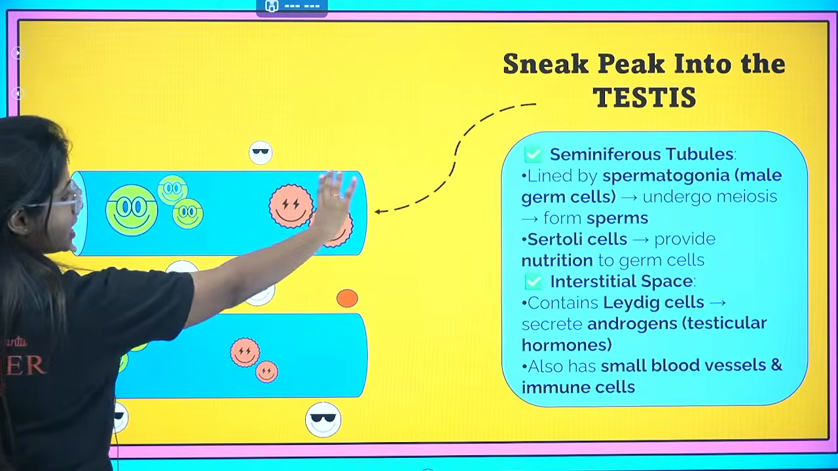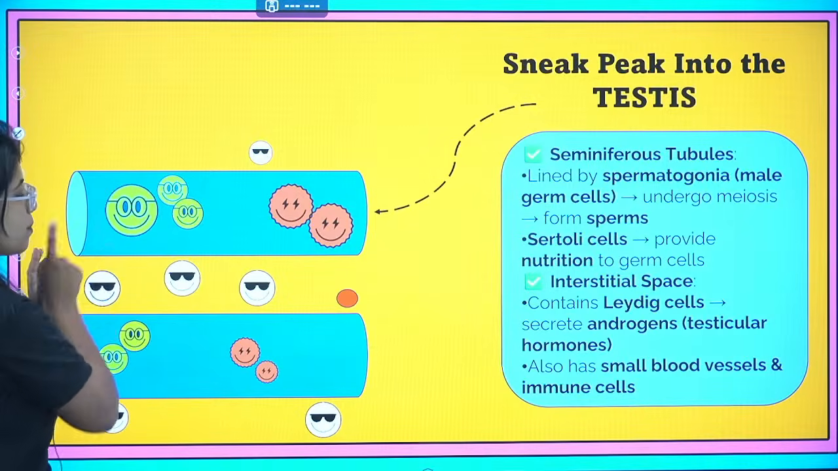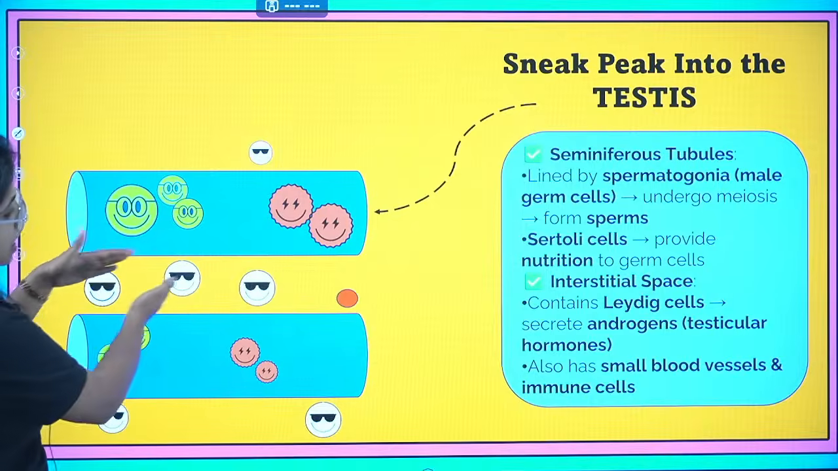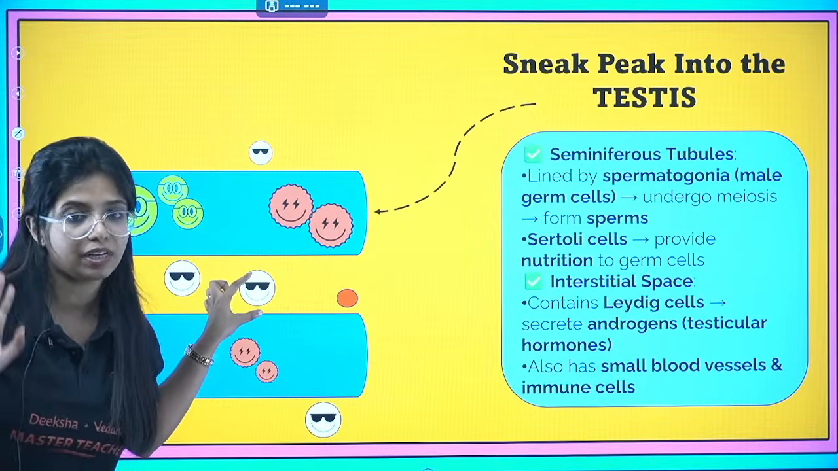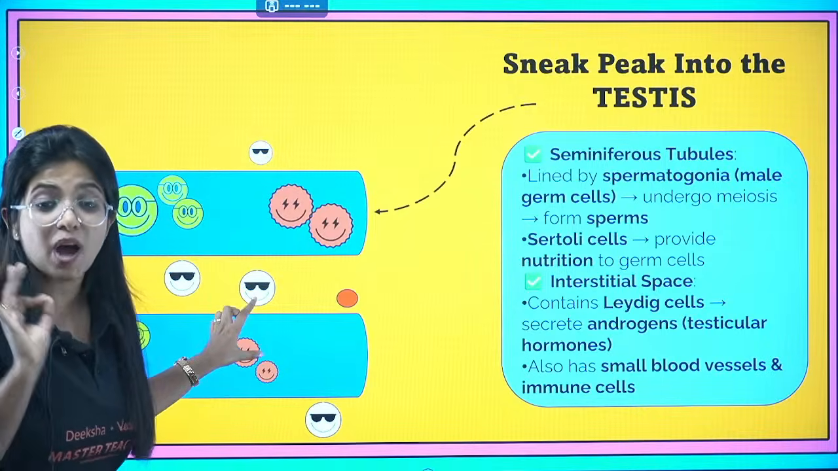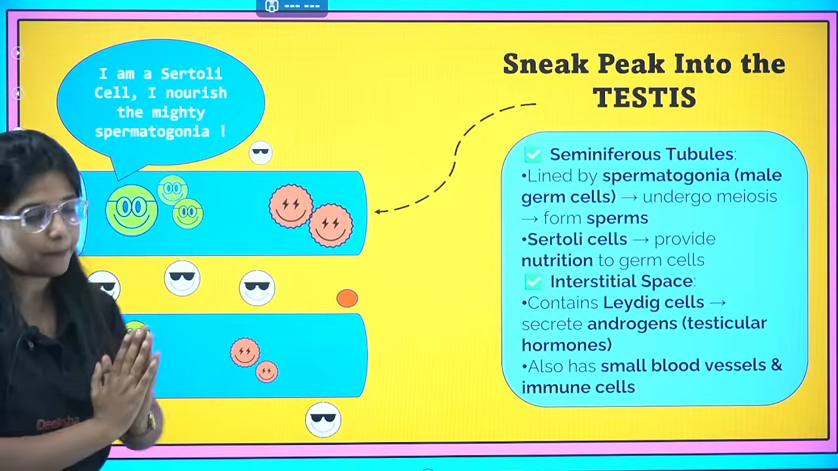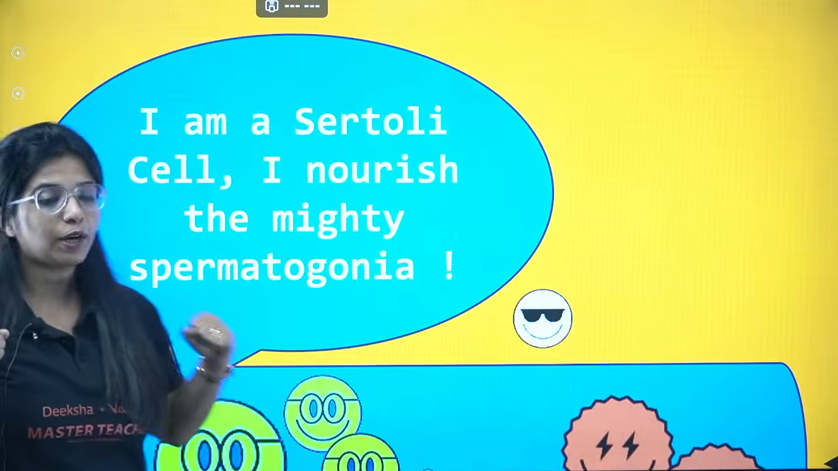So this is our seminiferous tubule. Now you see some cells marked in green, some cells marked in brown color, and some cells in between. You know what these cells are known as? These cells are known as Leydig cells or interstitial cells. We just discussed it. But now we'll study their function as well. Starting with the first guy that is up there. It is saying something, that is, I am a Sertoli cell, I nourish the mighty spermatogonia.